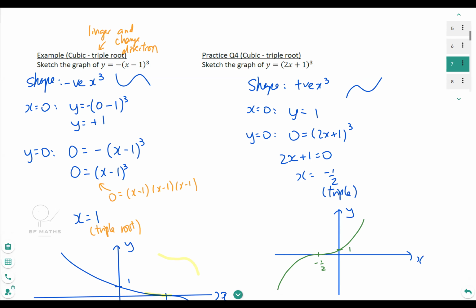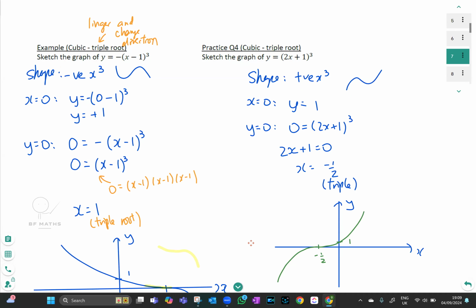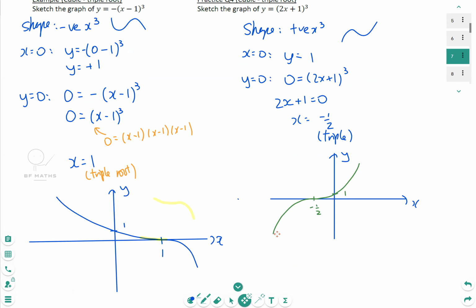So when we draw the graph, it will look like this. We linger around minus a half, then we continue in that direction. So minus a half, and the y-intercept is 1.